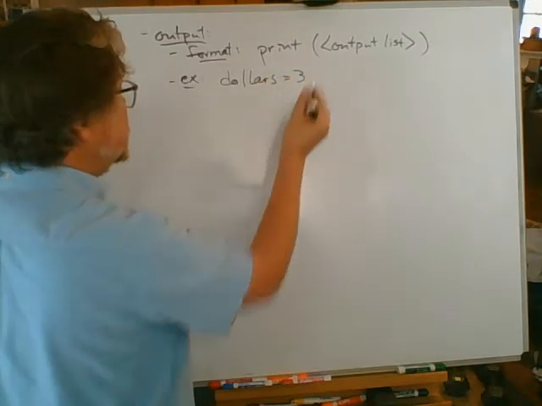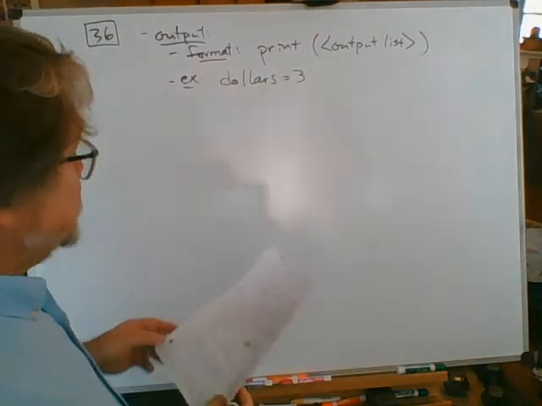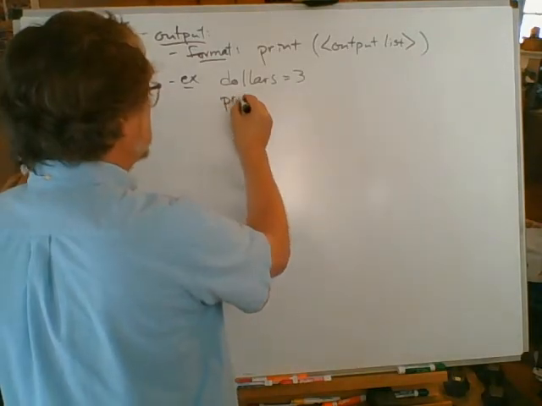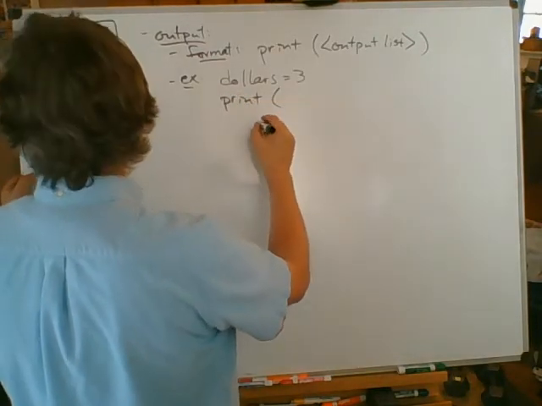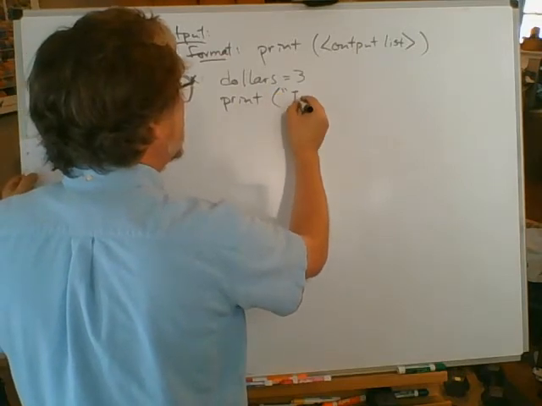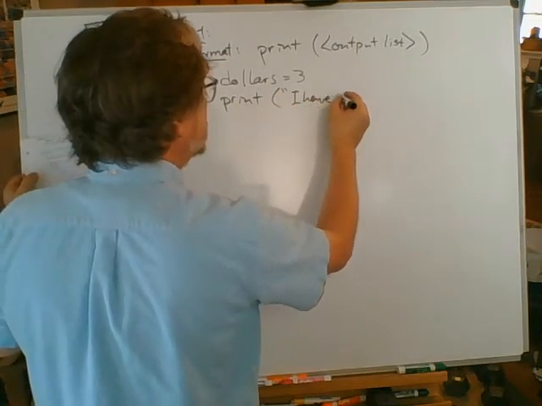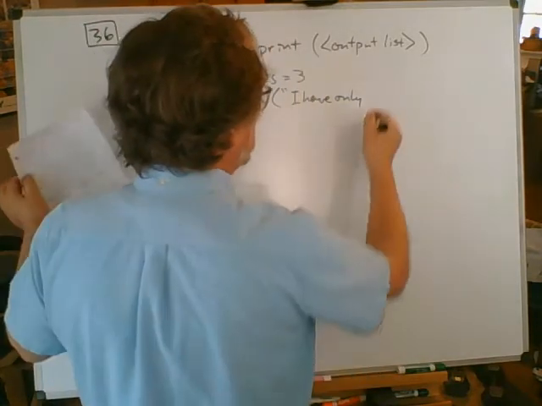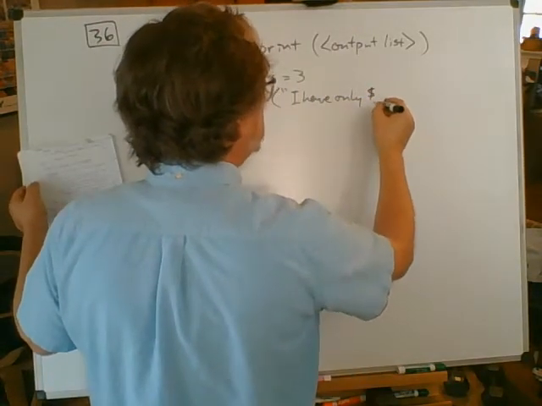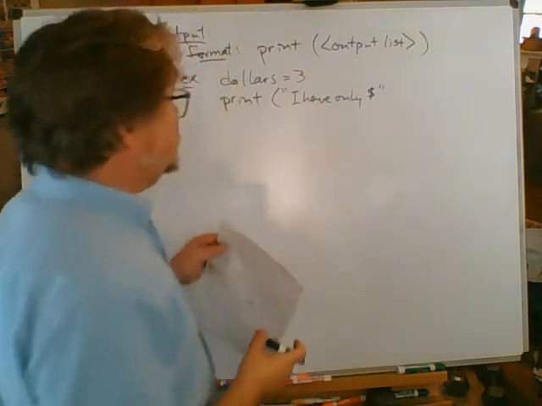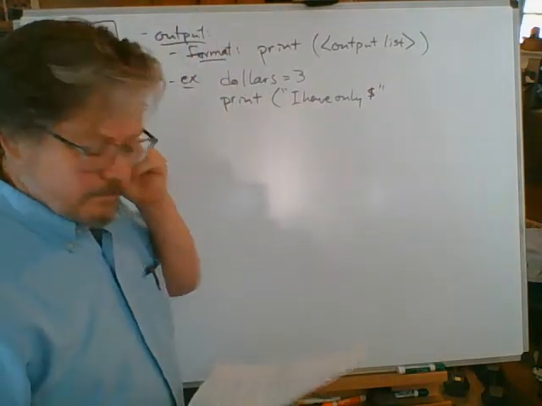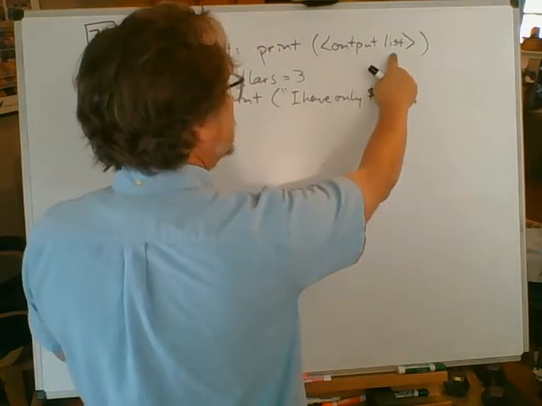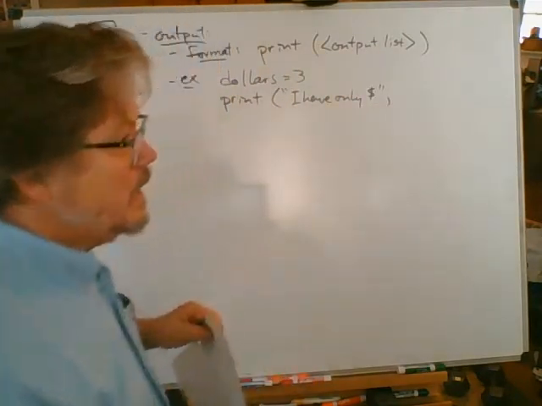Example: dollars equals 3. We know what that is. That's an assignment statement. We've seen those. Here's a print statement. Print, open parentheses, double quotes, I have only, and I'll put a dollar sign to make it look like money, and close double quotes. I have only dollar sign, it says. And then I put a comma, because it's an output list. I can put several things to print out in a row.